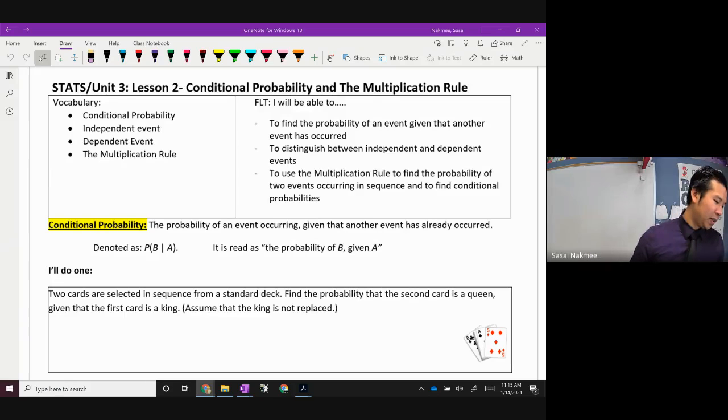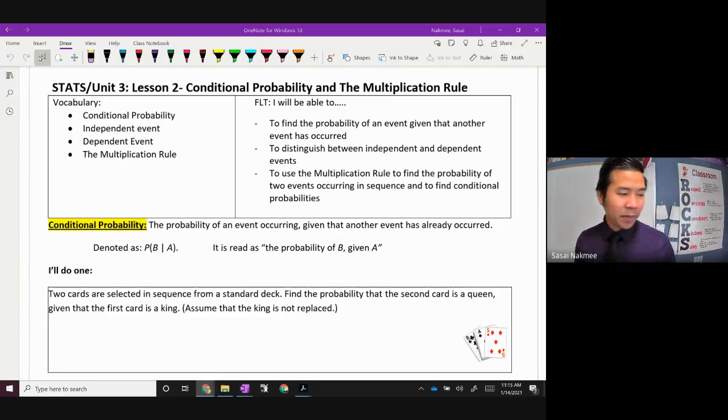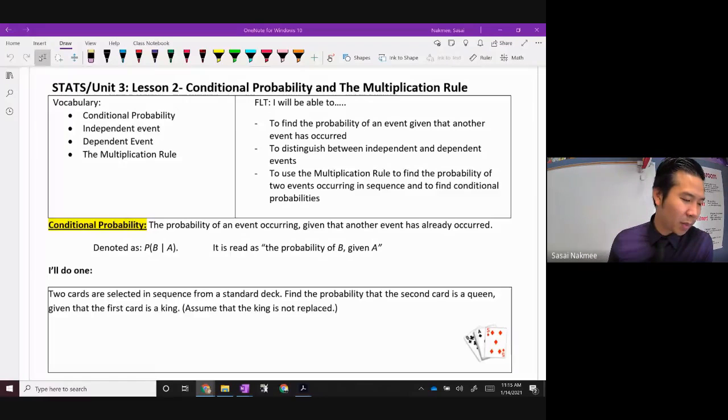Next thing after that is going to be seeing the difference between independent and dependent events. And then last but not least, which is kind of related but not really, is calculating the probability of two or more events occurring in sequence, one after the other, and how conditional probabilities affect those values. So anyways, let's take a look here.